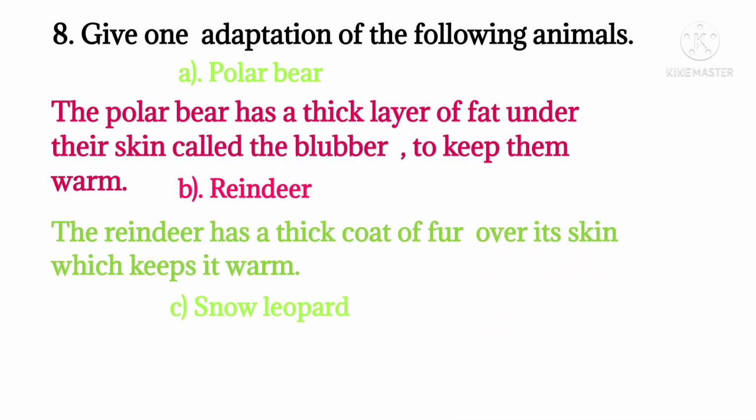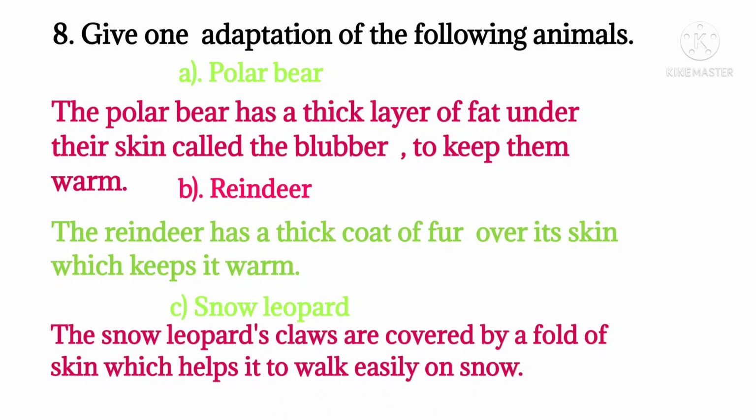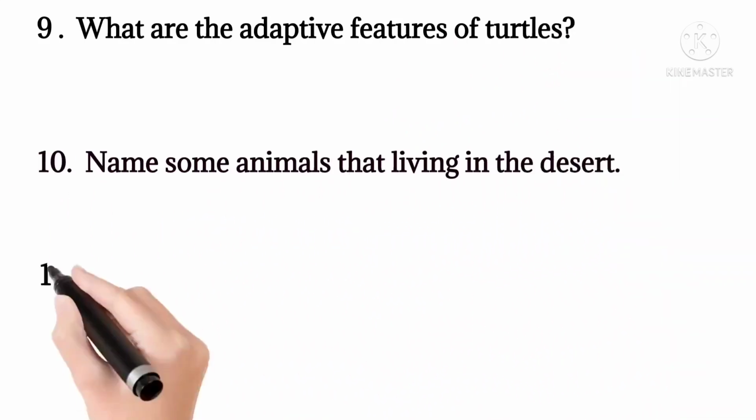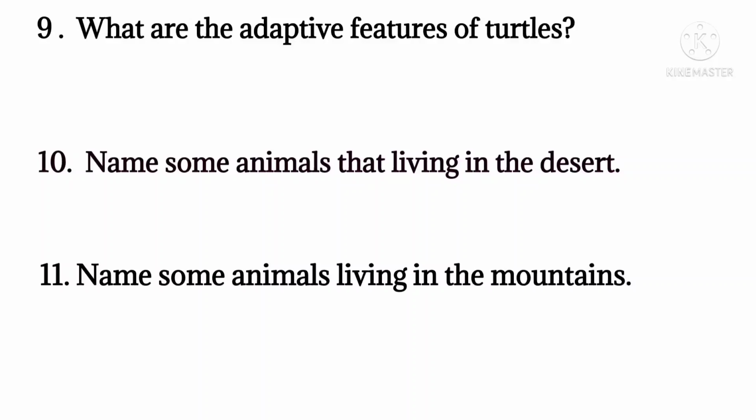Next, reindeer. The reindeer has a thick coat of fur over its skin which keeps it warm because reindeer live in mountains. Mountains have cold climate and snowfall may also occur during winters. Next, snow leopards. Snow leopards' claws are covered by a fold of skin which helps it to walk easily on snow. 9. What are the adaptive features of turtles? Turtles have paddle-like flippers which help them to swim forward in water.